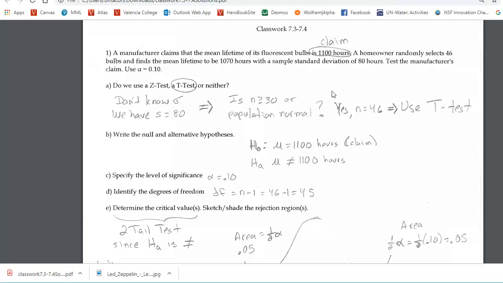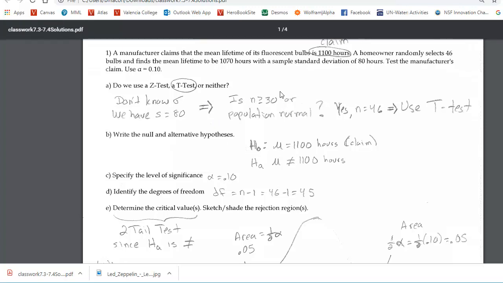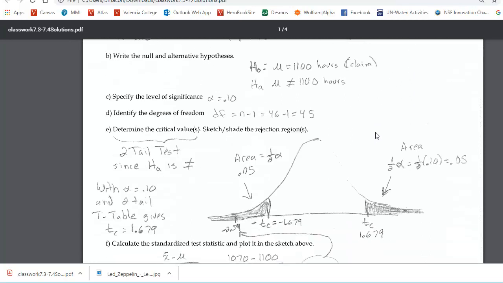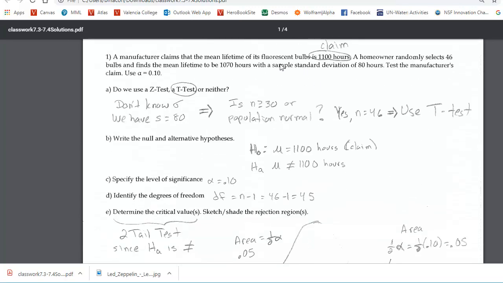I had these a little bit backwards, but is n greater than 30 or the population normal? Yes. And then the question is, do we know sigma? We don't know the population standard deviation, so we're going to use a t-test. We look at the claim, and the claim is that the mean equals 1100 hours. Because that has equality, we place that into the null, and the complement, the mean is not 1100 hours, is the alternative. Remember, the alternative being not equal to means we have a two-tailed test.